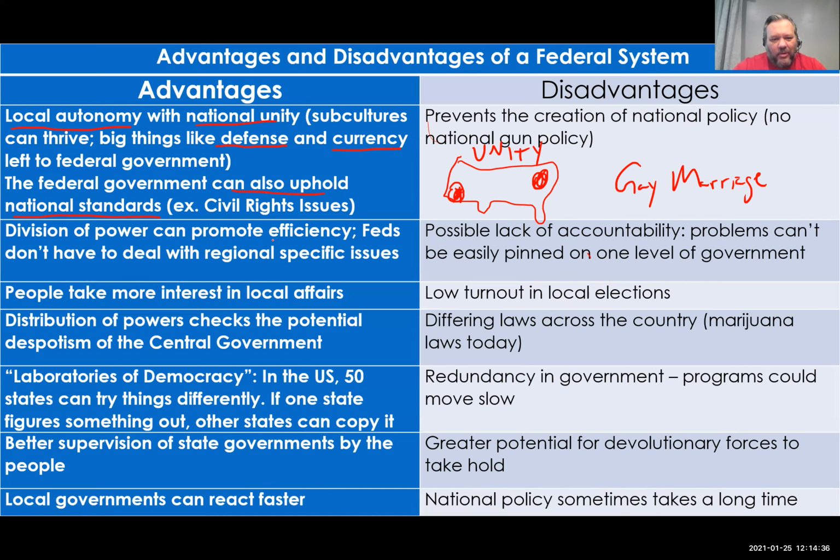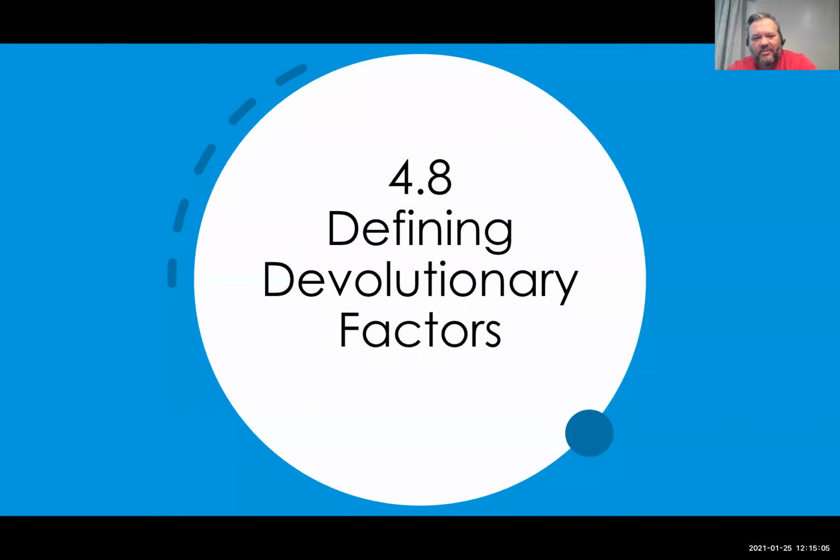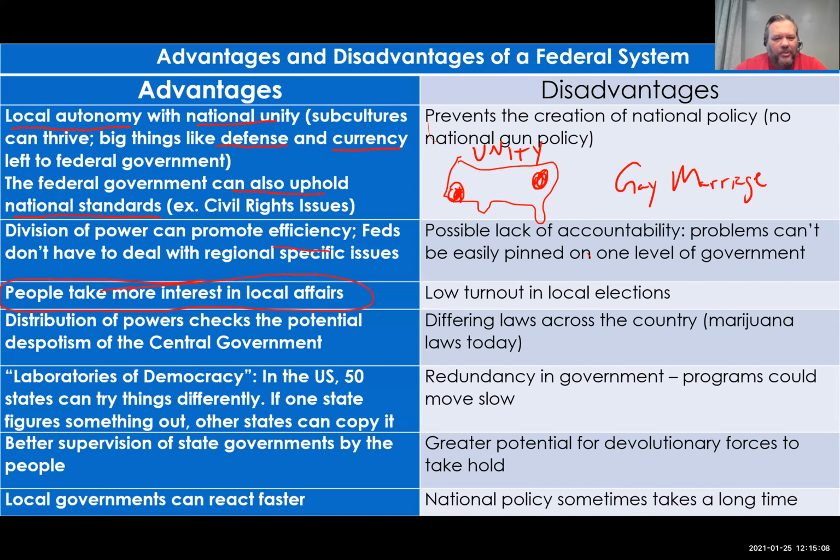Division of power can promote efficiency. The federal government doesn't have to deal with regional issues. If we have an issue here in Tucson, the federal government doesn't need to get involved, and that's more efficient. Let the local people take care of the local problems, and the federal government can take care of the big problems. People do tend to take more interest in local politics when they have more of a say. If you think that the people in charge are the ones who are going to be taking care of it, that's certainly possible. Distribution of powers also checks the potential despotism of the central government.